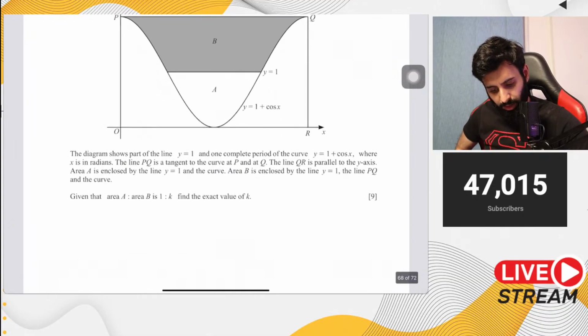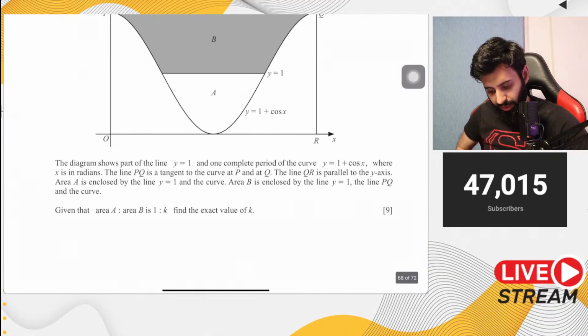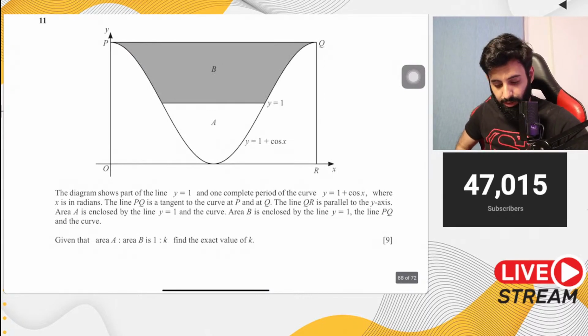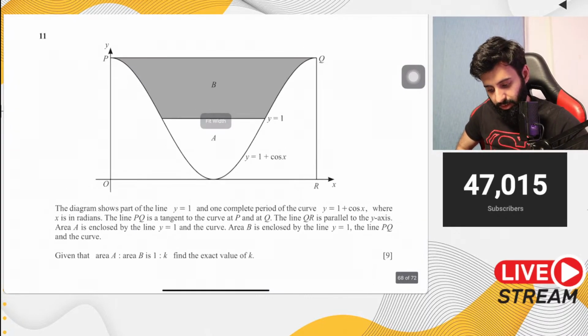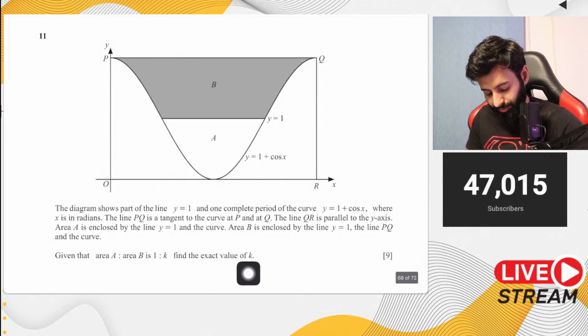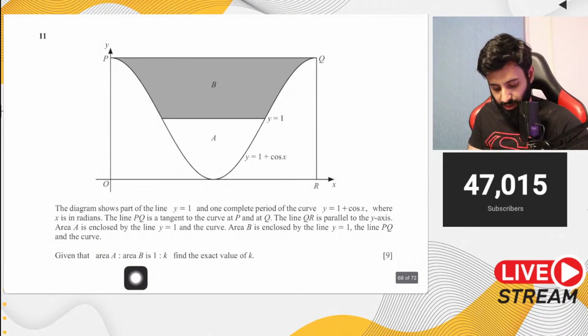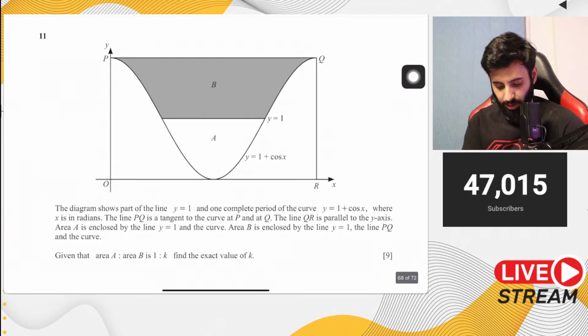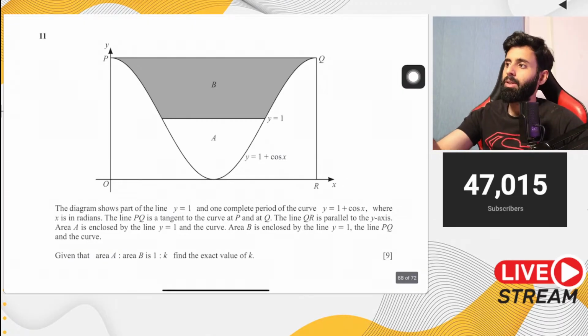All right. Now, here's a question which, like I said, is fairly recent. Okay. And you're asked to find out the value of k, where basically the ratio of area A to area B is 1 is to k, and you're asked to find out the exact value of k. Okay. So first of all, we do one thing.